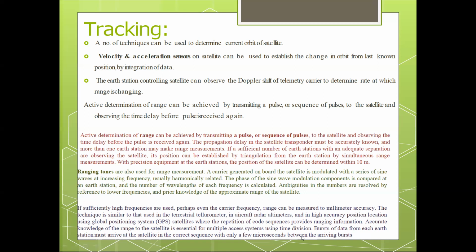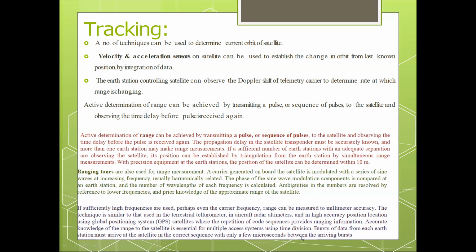Next, another important point under tracking is the evaluation of the range, simply called determination of the range. The range is evaluated by transmitting a pulse or a sequence of pulses. The satellites are observed on time delay, and therefore the received signals are compared for the appropriate value. Clear?